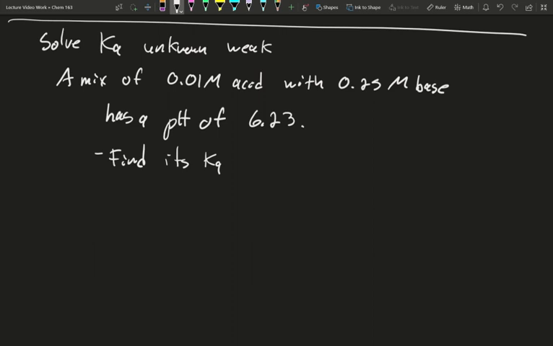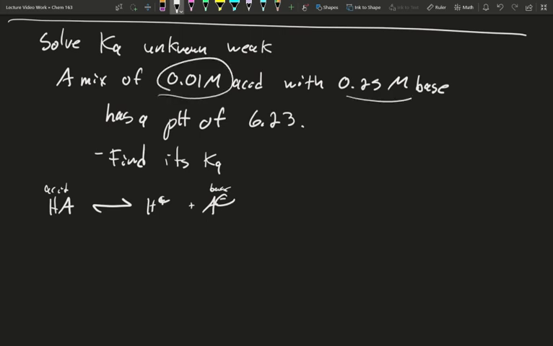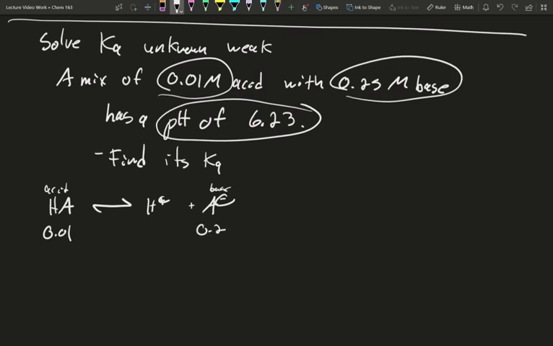Well, there's two ways we can go about solving this. We can do the full equilibrium expression, or we can use the Henderson-Hasselbalch equation. So let's do both. I could have my acid, so HA in equilibrium with H plus and A minus, whatever the acid and the conjugate base are. Well, in this case, I know all the amounts. I know my concentrations of weak acid and weak base, and I have the pH, so I know the concentration of H plus. 0.01 acid, 0.25 base, 10 to the negative 6.23 for the H plus.